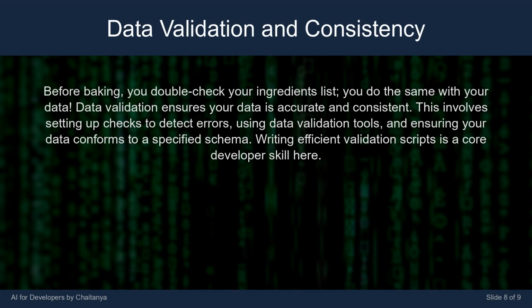Before baking, you double-check your ingredients list. You do the same with your data. Data validation ensures your data is accurate and consistent. This involves setting up checks to detect errors, using data validation tools, and ensuring your data conforms to a specified schema. Writing efficient validation scripts is a core developer skill here.